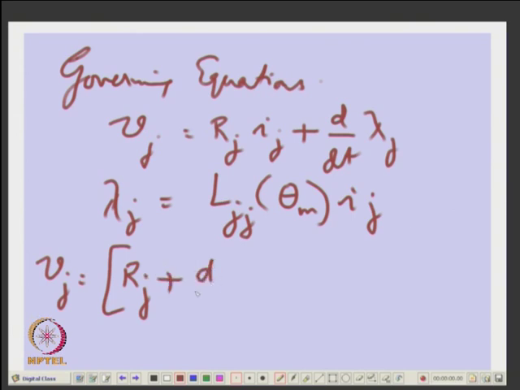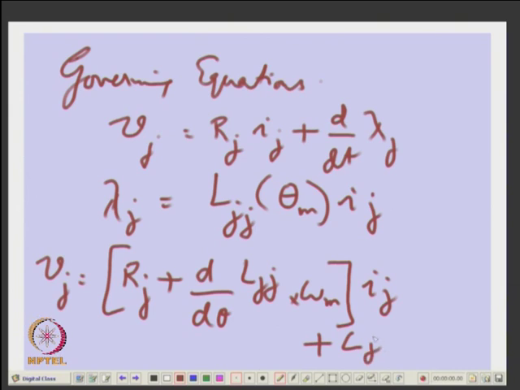Therefore, you can write down Vj will be, you are aware of this thing, Rj plus d by d theta of Ljj, okay, into omega m, the speed, into the current Ij, plus its self inductance into d by dt of Ij, right. So, this is a governing differential equation, so you have to solve it, and you see the Ljj is also a function of theta, is varying with theta, okay, and therefore, you need to solve this equation.